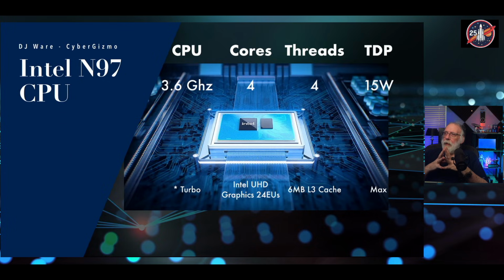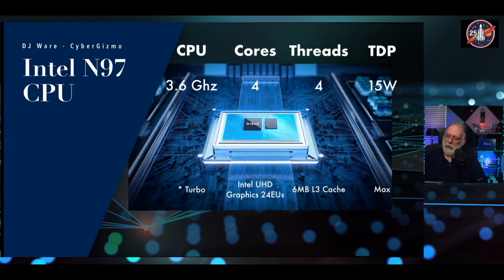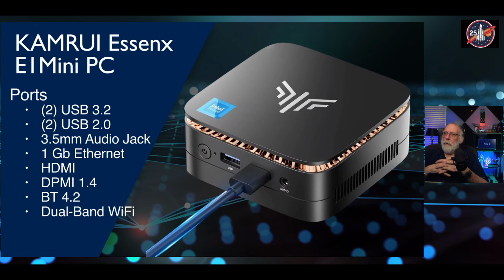We talked a little bit about the CPU: 3.6 gigahertz, that is turbo mode, 4 cores, and the Intel graphics is a 24EU UHD. 4 threads and a 6 megabyte L3 cache, and the TDP is 15 watts, and that is max. 2 USB 3.2, 2 USB 2.0, 3.5 millimeter audio jack, 1 gig Ethernet, HDMI, I'm not sure of the version, DP/HDMI 1.4, Bluetooth 4.2, and a dual band Wi-Fi.